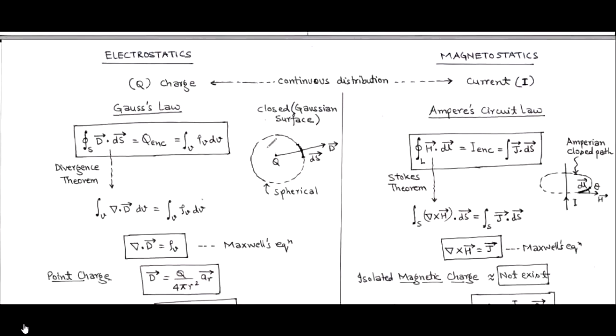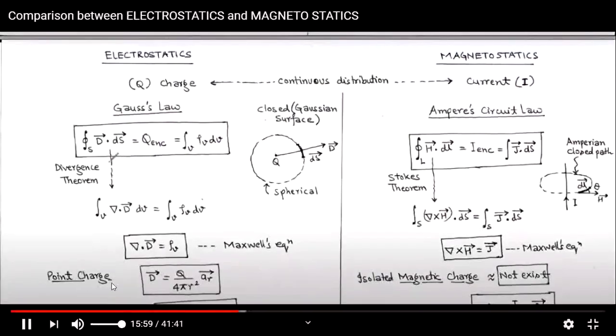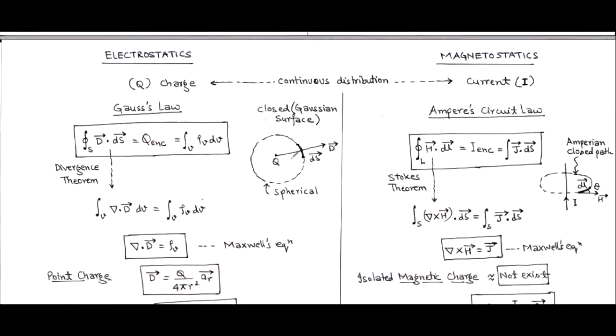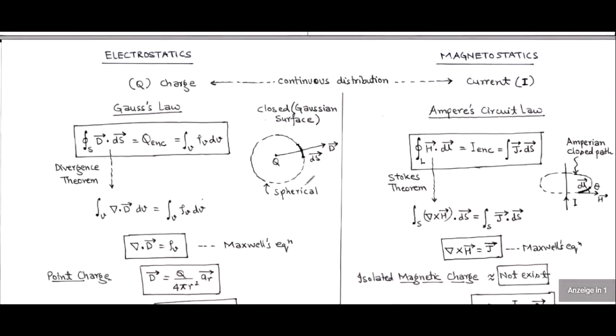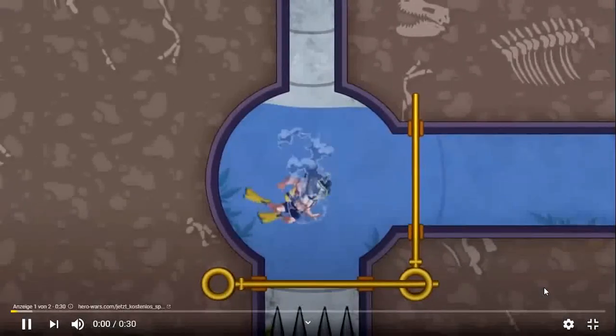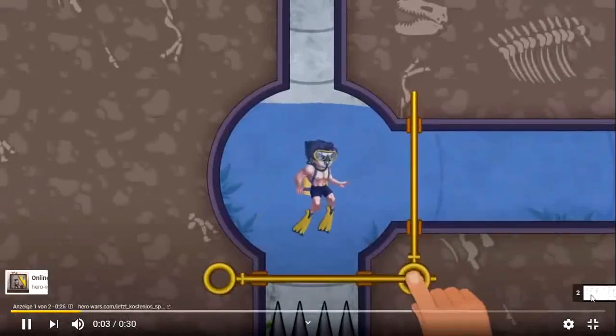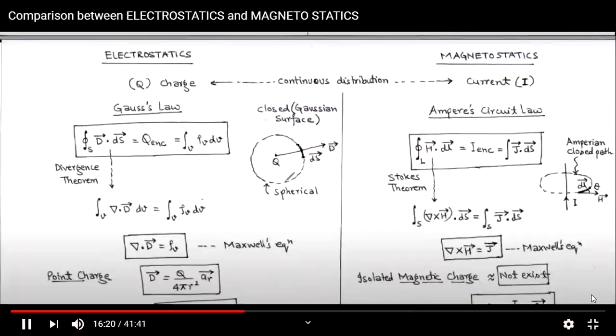So first we talk about Gauss's law for electrostatics. According to Gauss's law, the closed surface integration of D vector dot ds vector equals the charge enclosed, which means that if we consider any point charge q, surrounding this point charge we consider a closed surface. This is an assumed surface, called a Gaussian surface, and due to a positive charge, the electric flux density D vector is radially outward.